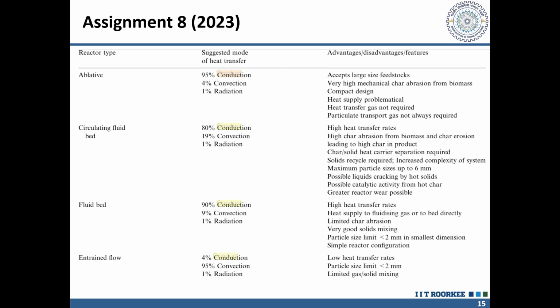Now in this table we can see the reactor types: ablative, circulating bed, fluid bed, or entrained flow. We see that the ablative type reactor has mostly the conduction method. 95% of the heat transferred is due to conduction, whereas in entrained flow, 95% is by the convection method. So in entrained flow, air is mostly responsible for the heat transfer.